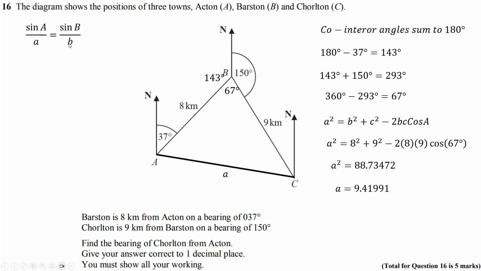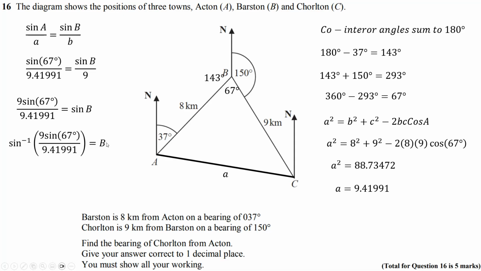Now sine rule is this. So sine of 67 over 9.41991 is equal to sine of this angle, which we'll call B, over 9. Okay, if we times this one by 9, we'll get sine B by itself. And then if we do the inverse sine of both sides, or arc sine, as you might see on some calculators, you'll find what the angle B equals, and that is 61.58 degrees. So this angle here is 61.58 degrees.